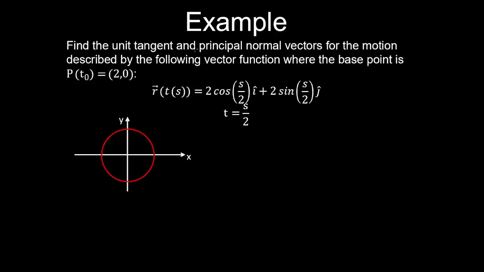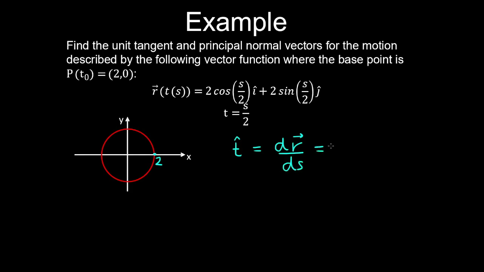Find the unit tangent and principal normal vectors for the motion described by the following vector function. And we're given a base point at x equals 2 and y equals 0. So recall the unit tangent vector function was equal to the derivative of the position vector function with respect to the arc length parameter.